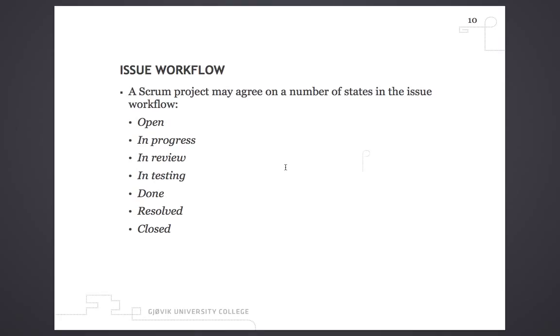Here we see several different states. First of all, when you're creating a task, it's open. That's the base state. Maybe it's assigned to someone, or someone is assigning it to himself. Then it's in progress. The developer has implemented something that solves the task or issue. Then he puts it in review. That means that some other developer should review what the first developer has done.